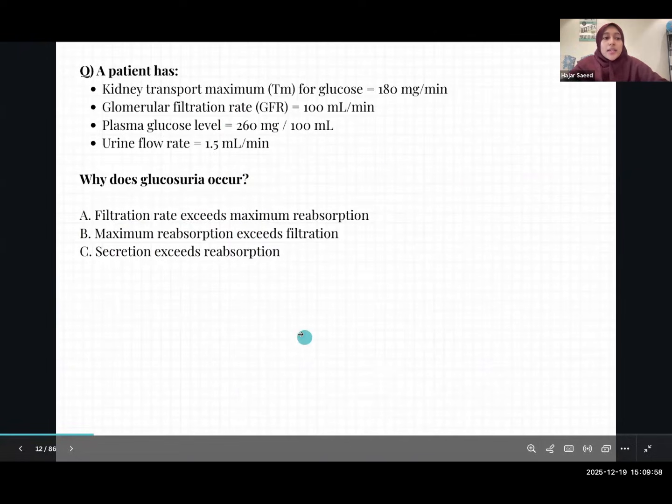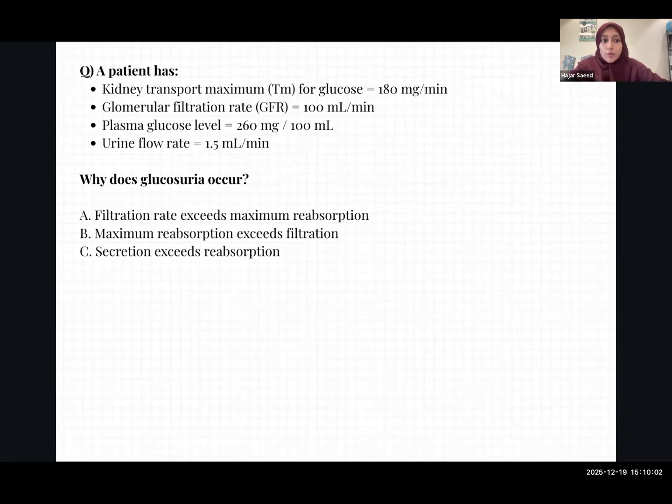A patient has a kidney transport maximum of 180 for glucose, GFR of 100, plasma glucose level of 260 over 100, urine flow rate of 1.5. Why does glucosuria occur in this patient?